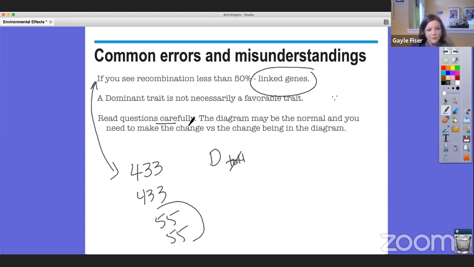Read questions carefully. The diagram, this was the other one I spent a long time on because I didn't read that was the normal version. I kept trying to find what was wrong with it. So do as I say and not as I do, I guess.